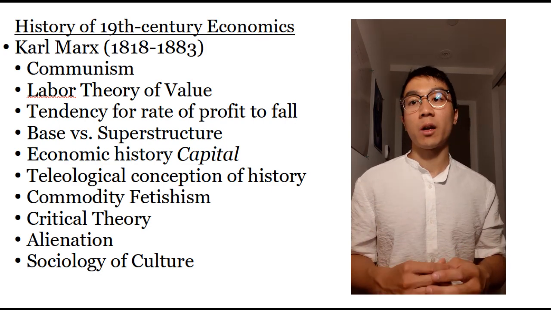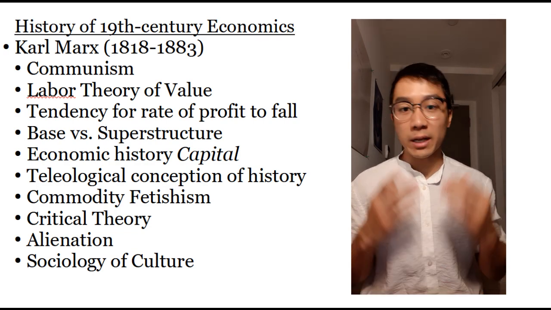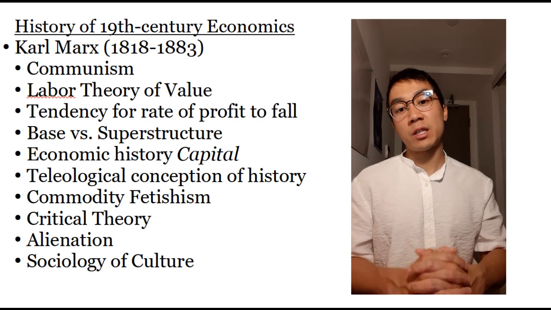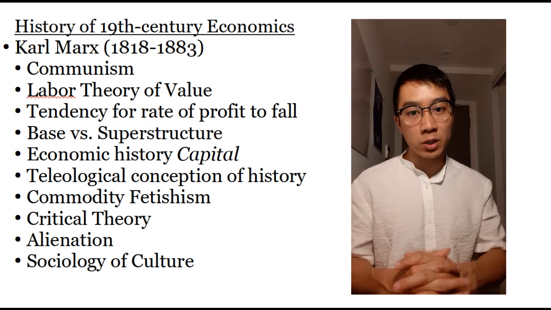And Capital Volume 1 is, of course, more than just an economic history book. It's also a theory book. It also advocates things like the tendency for the rate of profit to fall. It advocates this base-superstructure concept that's very popular in Marxist theory, which states that in order to understand culture, you have to first understand the economic relations that allow humans to engage with each other.